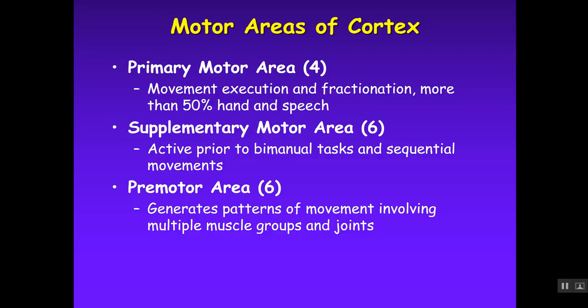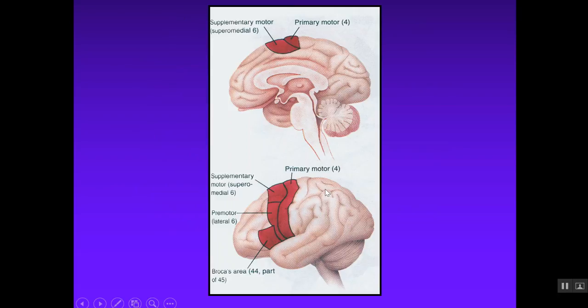Premotor area, area number 6, generates patterns of movements involving multiple joints and groups of muscles. So any kind of movement, like golf swings, large amplitude movements, reciprocal movements, tend to be generated or stored or started in that premotor area. And we've seen those already. You have the primary motor strip, area 4, and then you have the premotor area just in front of that, but more inferior, and the supplementary motor area more superior.